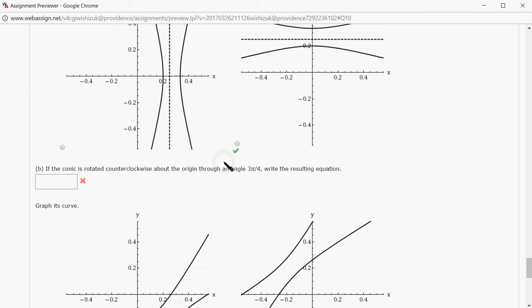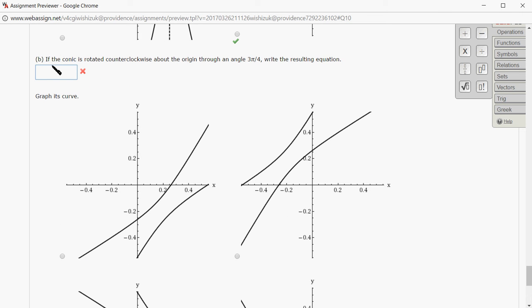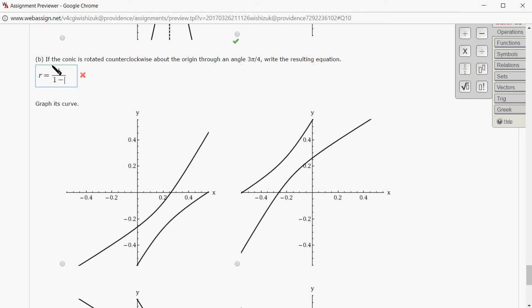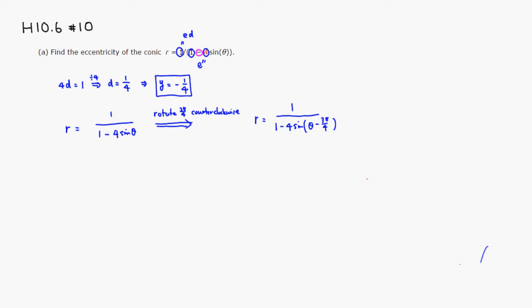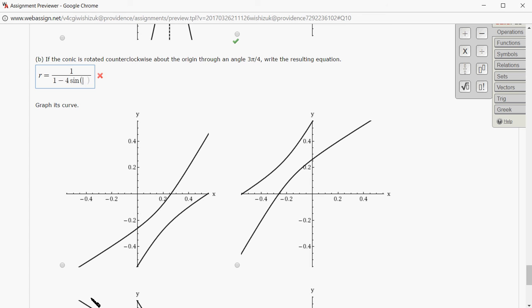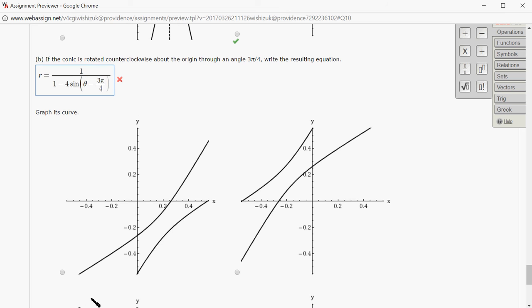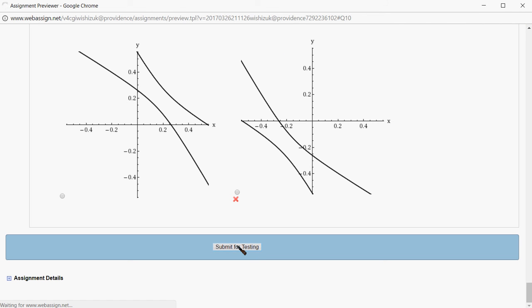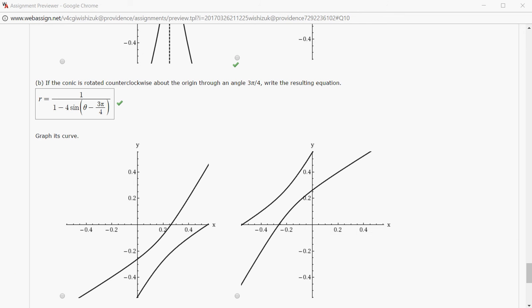So r is equal to 1 over 1 minus 4, was it the cosine? The original equation is sine, sorry. So sine of theta minus 3π/4. Let's check the answer. Submit for testing. I came back and it looks like we got part B correctly.